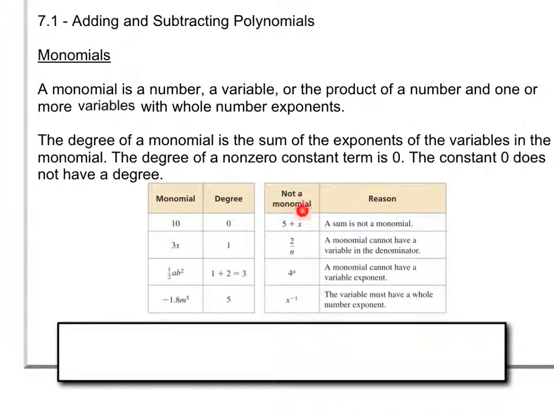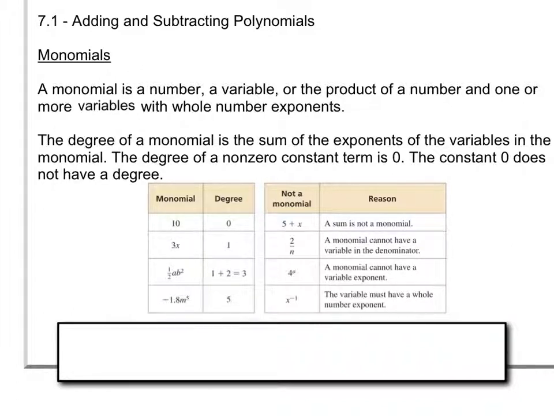In the next table we have 4 counterexamples, 4 things that are not monomials. 5 plus x is not a monomial because there are 2 things. Monomial means one term in the polynomial. A sum or a difference would not be a monomial. We can't have a variable in our denominator in the second one. We can't have a variable in our exponent in the third one. And with the fourth, x to the negative first doesn't have a whole number exponent.